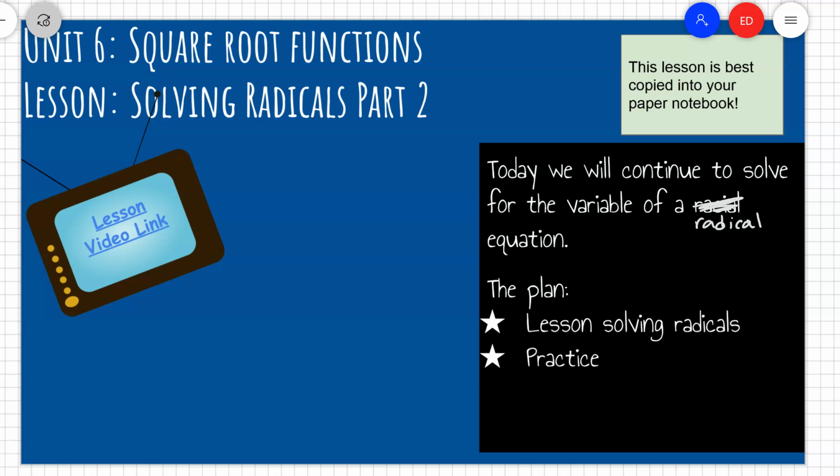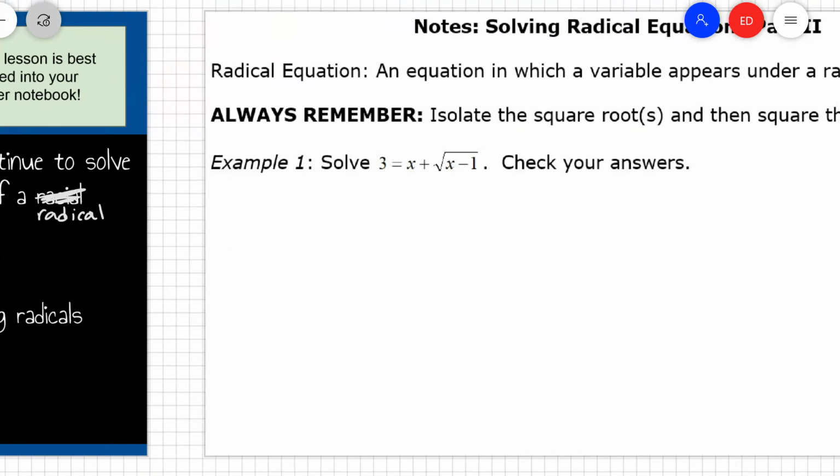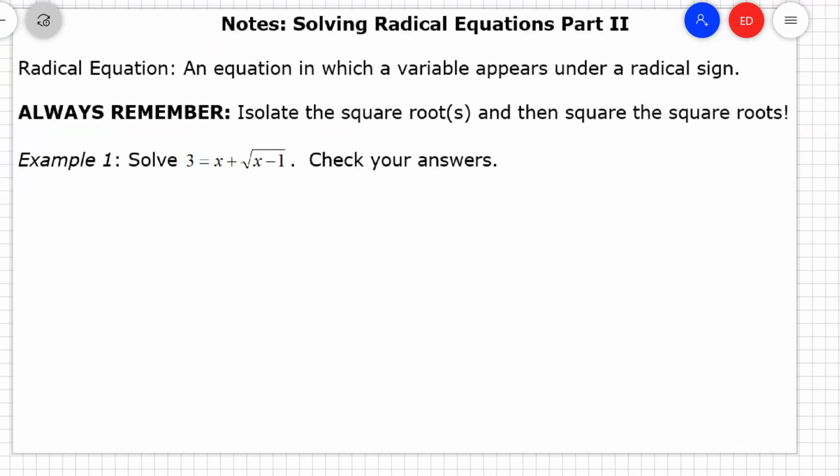All right, so this lesson is definitely one that you're going to put in your paper notebook. I don't think any of these should be on Google Slides anymore as far as working them out. So first of all, let's talk about a radical equation. That's an equation in which the variable appears under the radical sign. We've done some practice problems with that before.